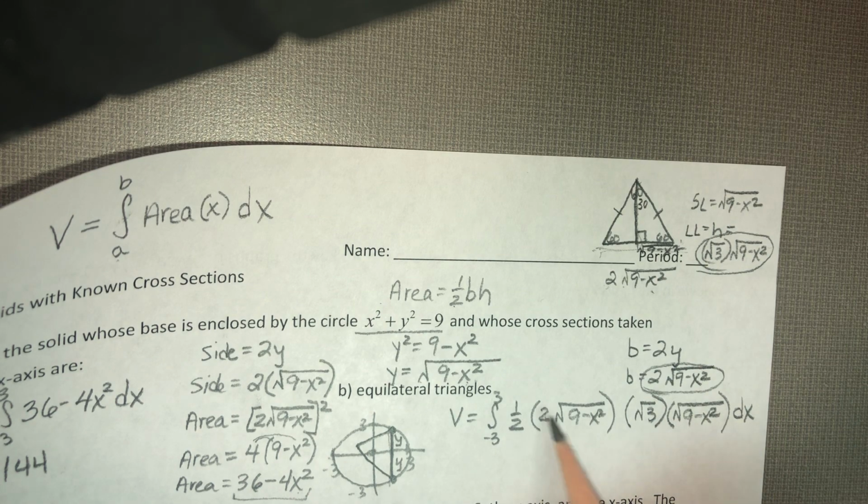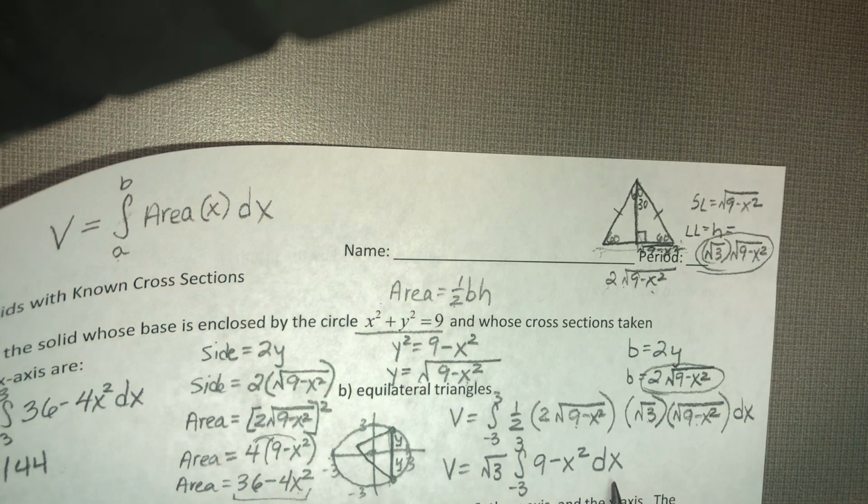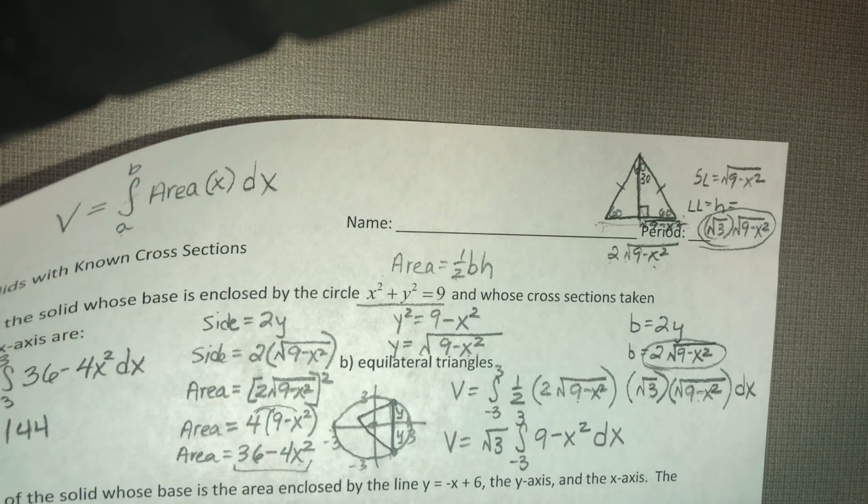So 1/2 times 2 is equal to 1. I could pull the square root of 3 out in front of the integral. And then the square root of 9 minus x squared times the square root of 9 minus x squared is like squaring a square root, so that's going to come out of the square root. So it'll just be 9 minus x squared dx. You could integrate this by hand very easily and then just multiply times the square root of 3 at the end. But we'll do this one in the calculator again.